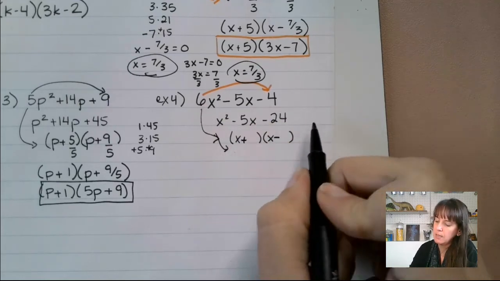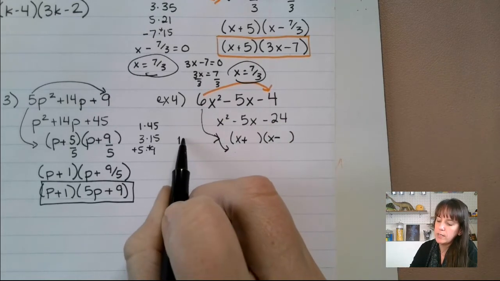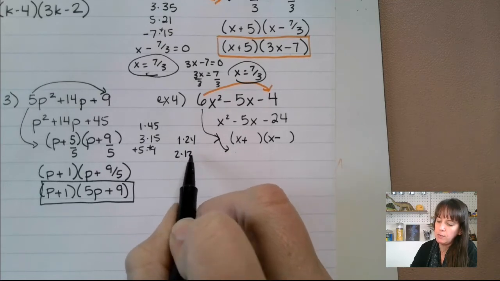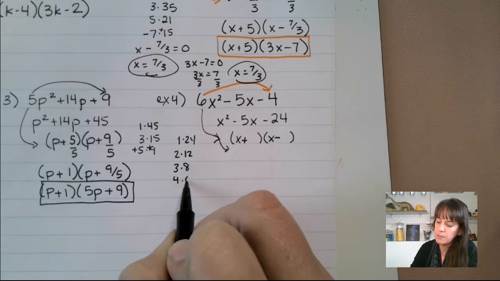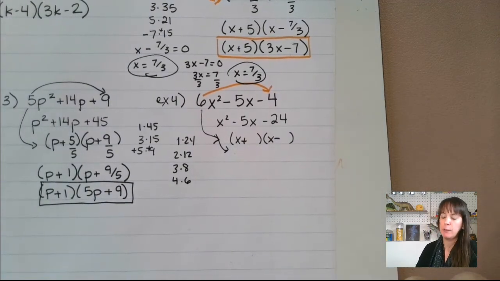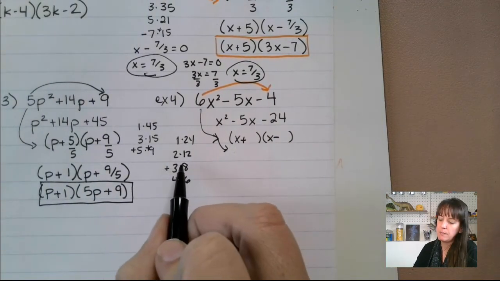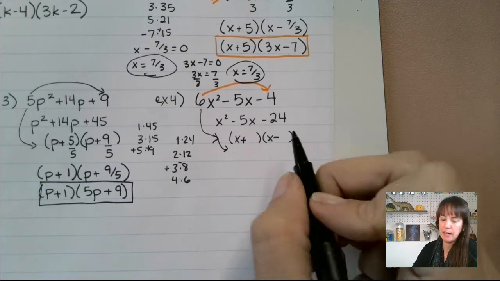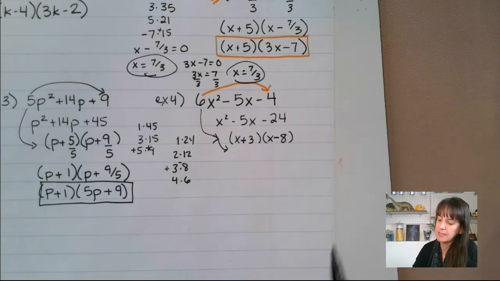So plus, minus. We've got 1 times 24, 2 times 12, 3 times 8, 4 times 6. I need a positive and negative that gives me negative 5. If I do positive 3, negative 8, that will give me negative 5. So positive 3, negative 8.